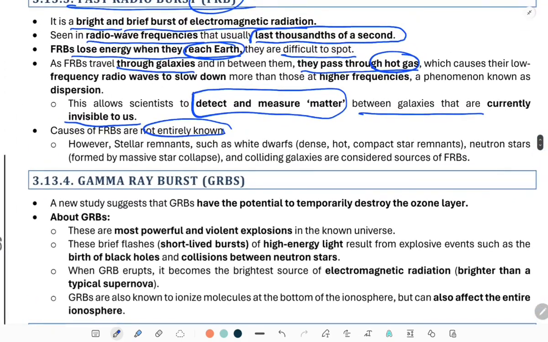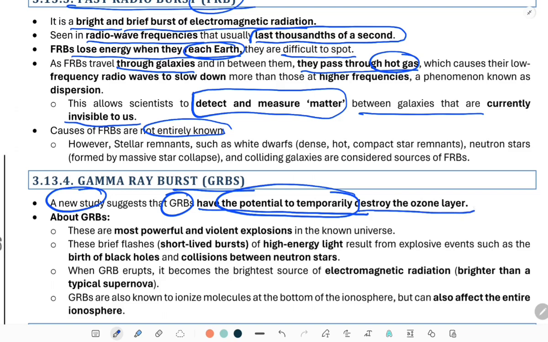And next, gamma ray bursts, GRBs. A new study suggests that GRBs have the potential to temporarily destroy the ozone layer. These are the most powerful, violent explosions in the universe.